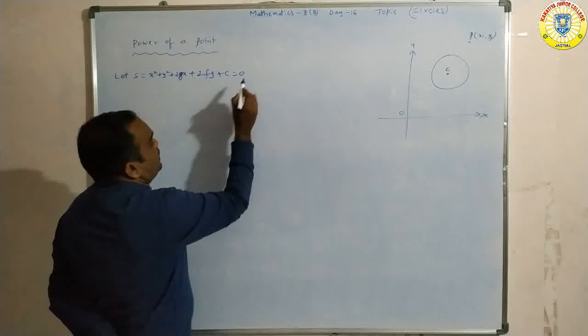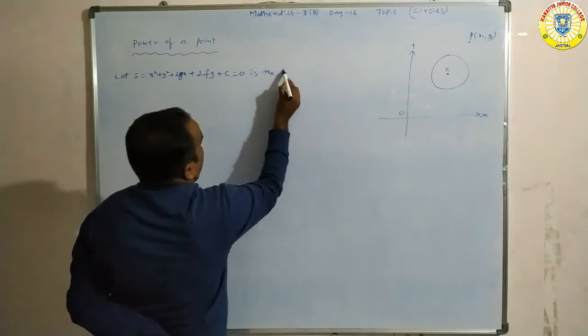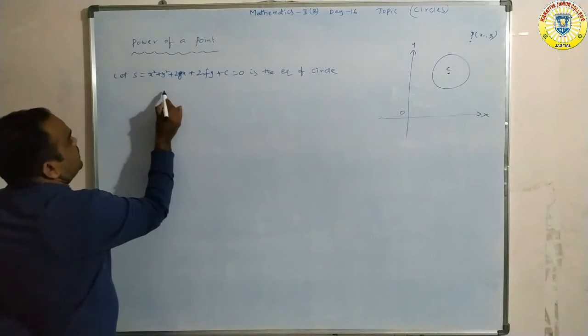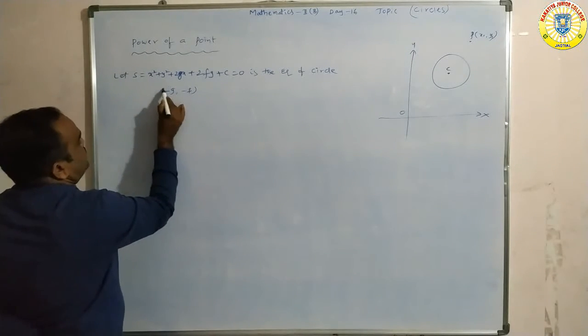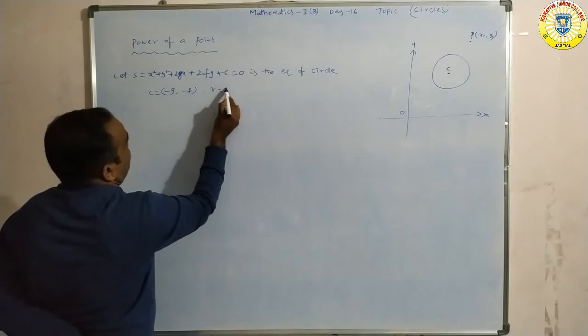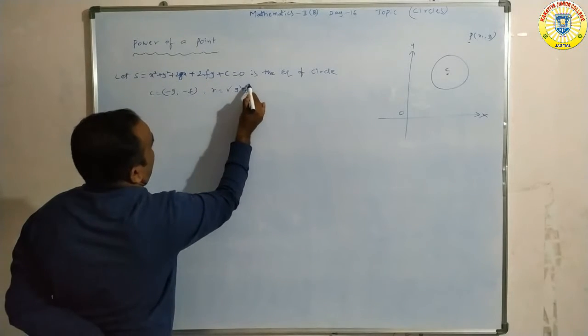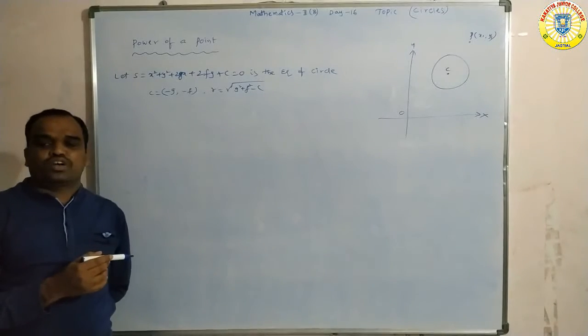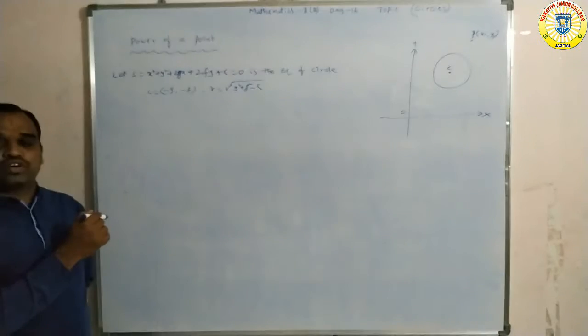Here let S equal to 0, that is x square plus y square plus 2gx plus 2fy plus c equal to 0, which is the equation of the circle. The center is minus g comma minus f. The radius is under root of g square plus f square minus c.